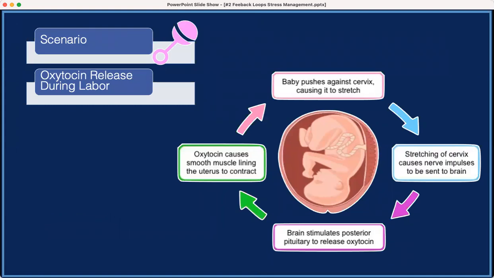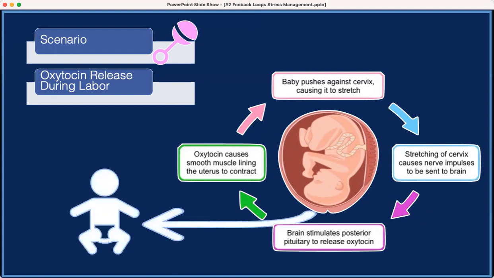Okay, here's the next scenario. Oxytocin released during labor. The baby is pushing against the cervix. It stimulates uterine contractions. Oxytocin's released, continuing more contractions. And that continues until the birth of the baby. So oxytocin is released during labor in this cycle until it produces a baby, and that stimulation stops.